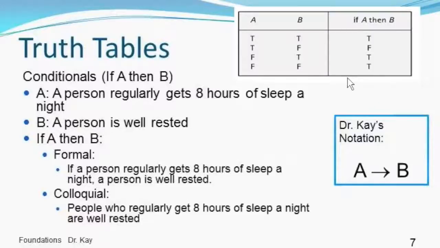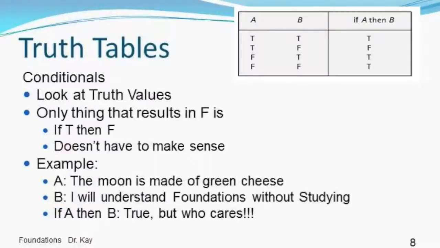This one's a little bit weirder. People find this a little bit harder. The thing to remember is it's always true unless the A, the if part, is true, and the B, the then part, is false. Under those conditions, we end up with false. So conditionals end up with some weird things that may not make sense if you think about them too hard, but it works for the conditional. It's right for the conditional.